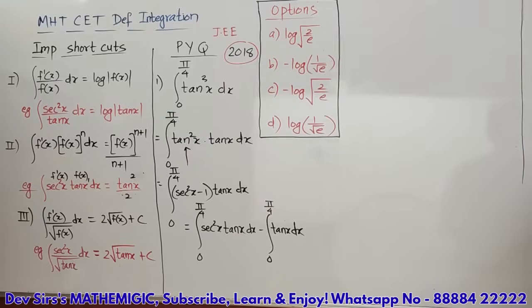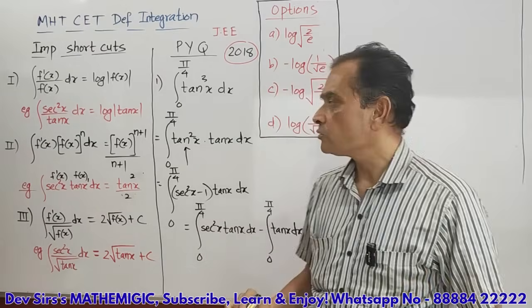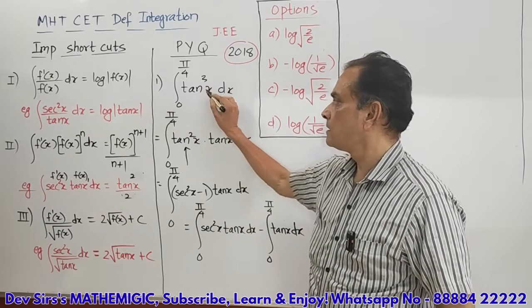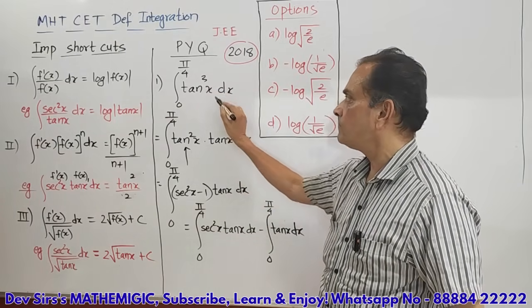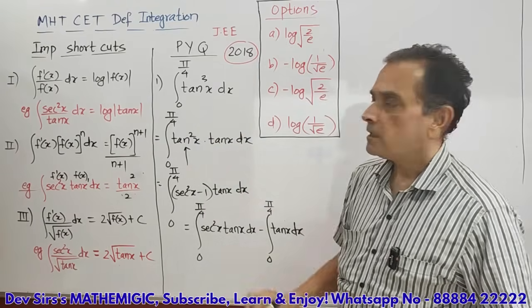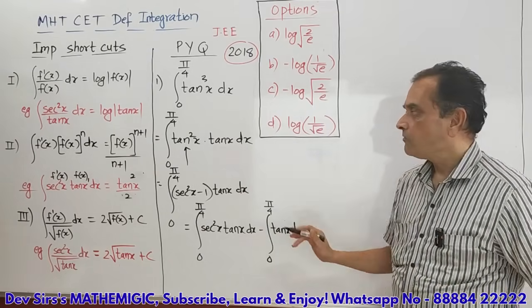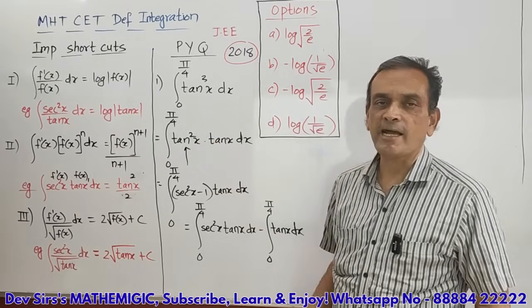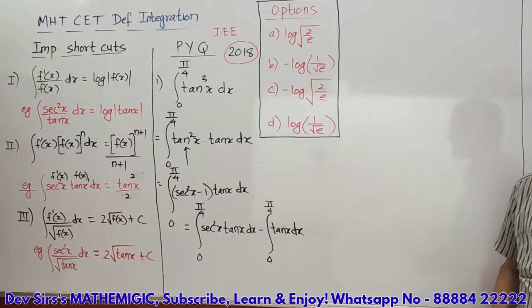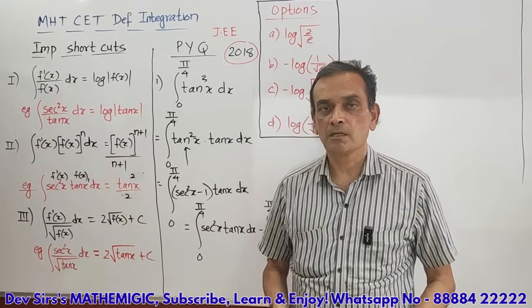Now, whenever we get tan cube x, it is always better to separate out one tan x. एक tan x बाजू को निकाला. What remains is tan squared x. From tan cube x, if I take tan x aside, what remains is tan squared x. Okay? So why do you think we have done this?